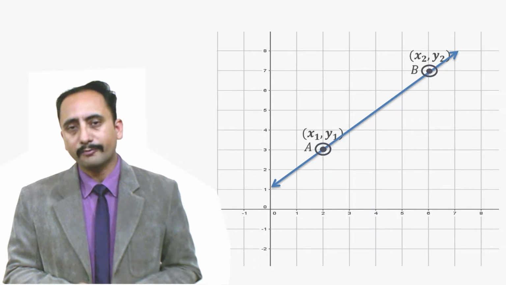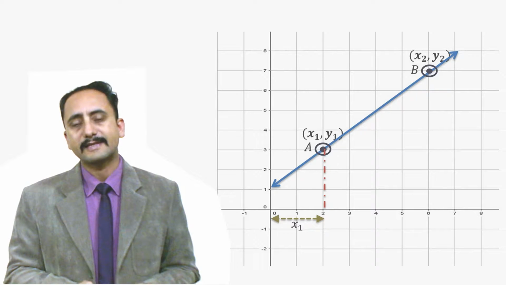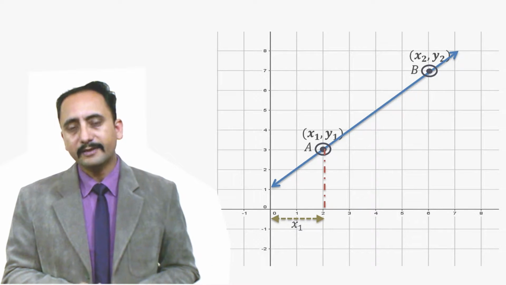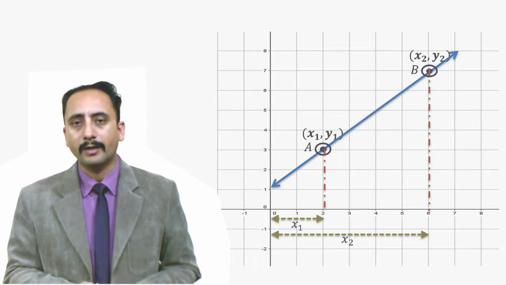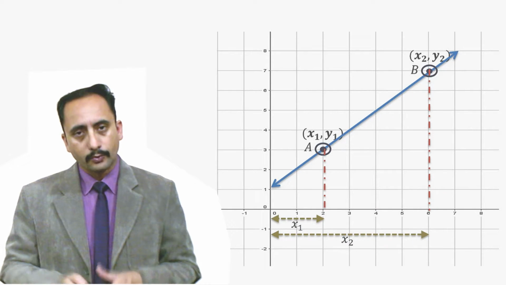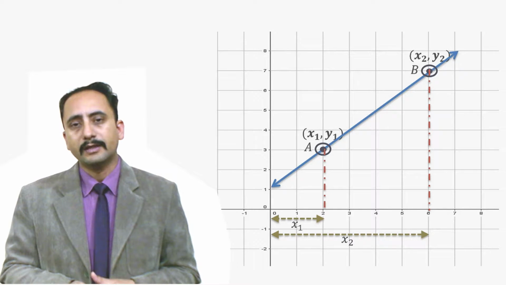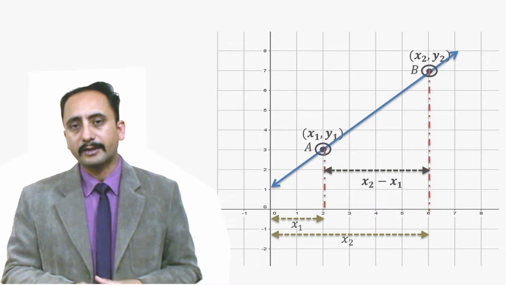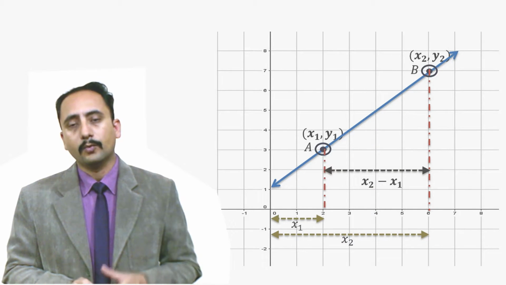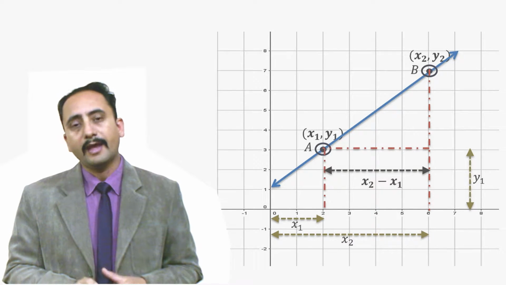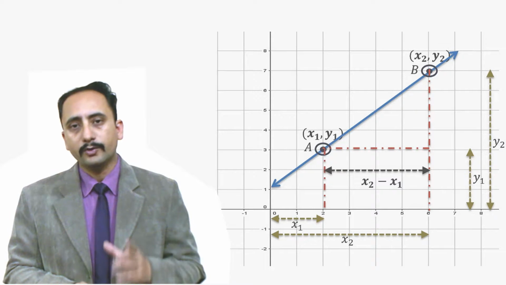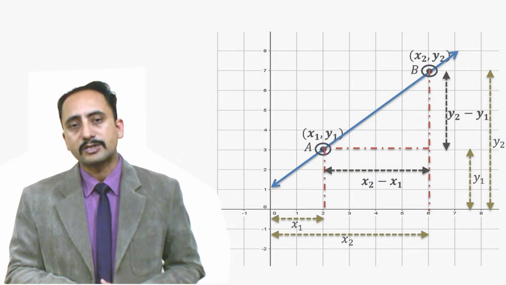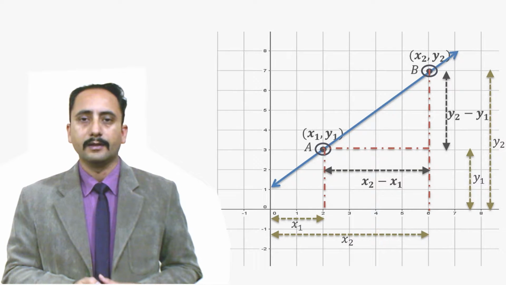Now, the abscissa of point A is x1. It means it is x1 units away from y-axis. And point B is x2 units away from y-axis. So, the horizontal distance between these 2 points will be x2 minus x1. Similarly, point A is y1 units above the x-axis and the point B is y2 units above the x-axis, and the vertical distance between these 2 points is y2 minus y1.